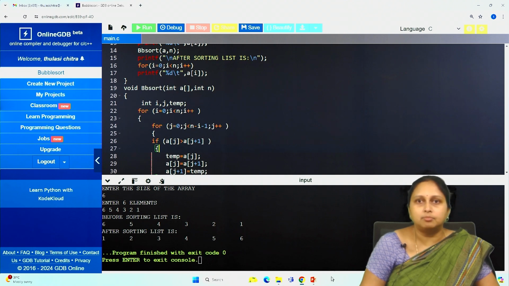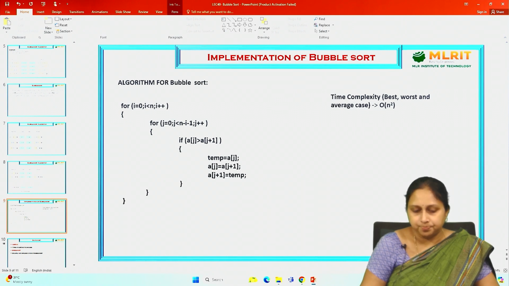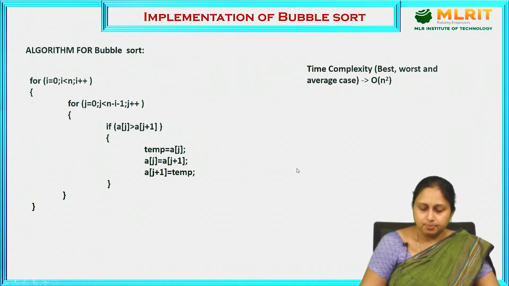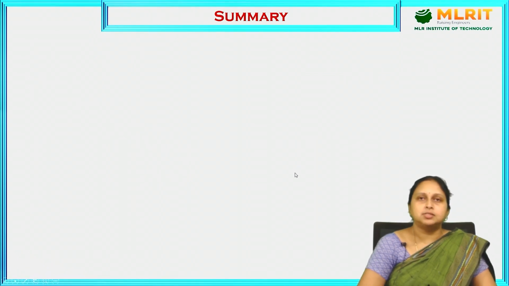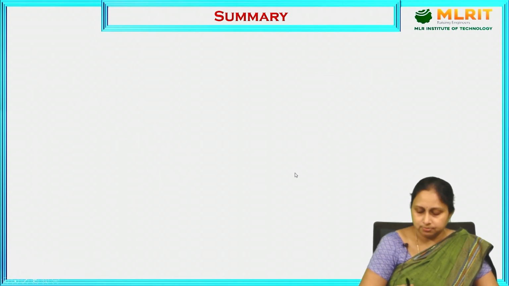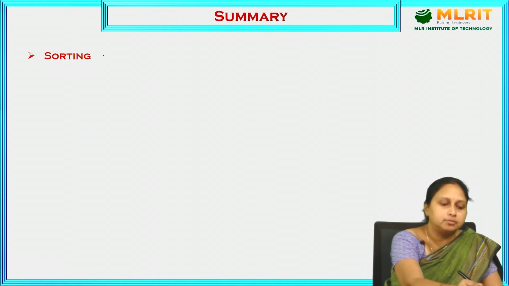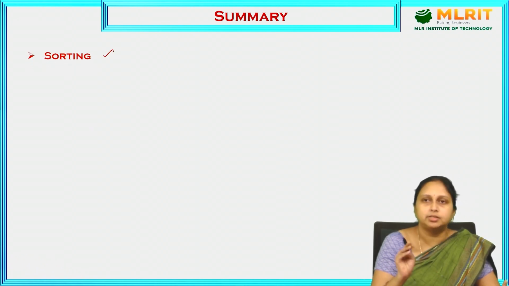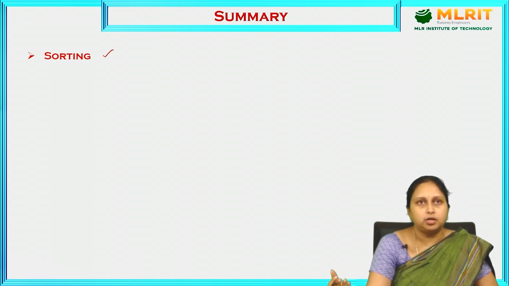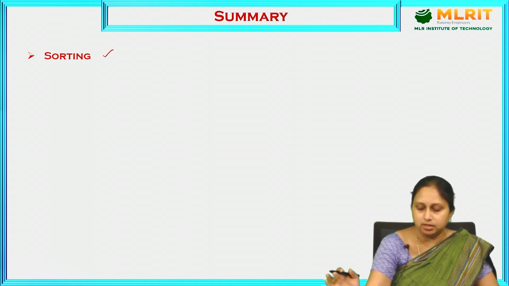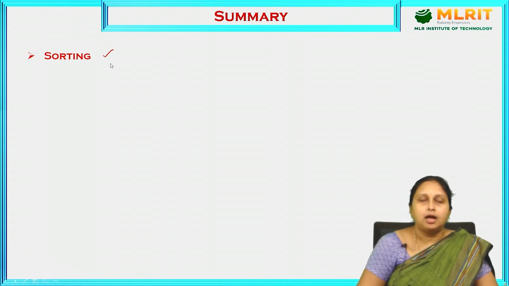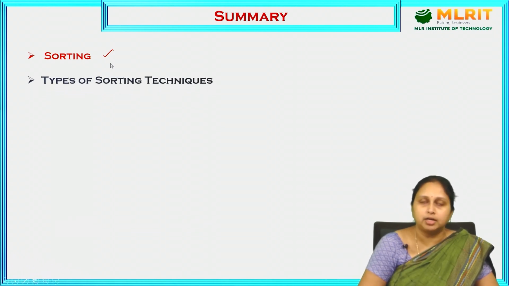And let us come to our PPT. Let us see what is the summary we have seen in today's session. First, we have discussed what is sorting, right? We have seen the definition of sorting. Sorting is nothing but arranging the elements either in ascending or descending order. We have seen it.